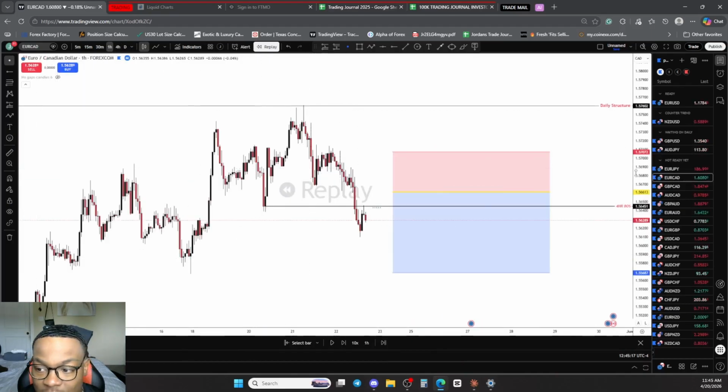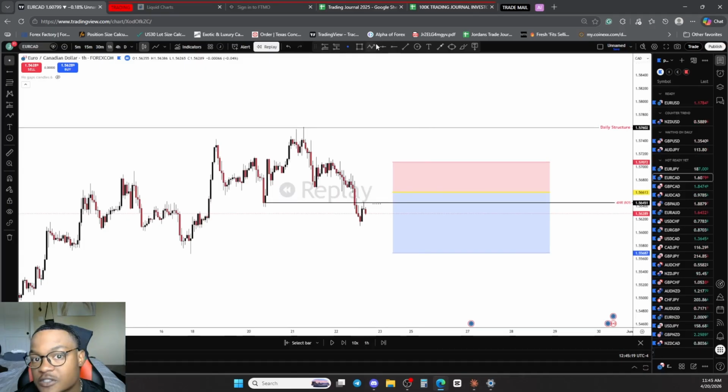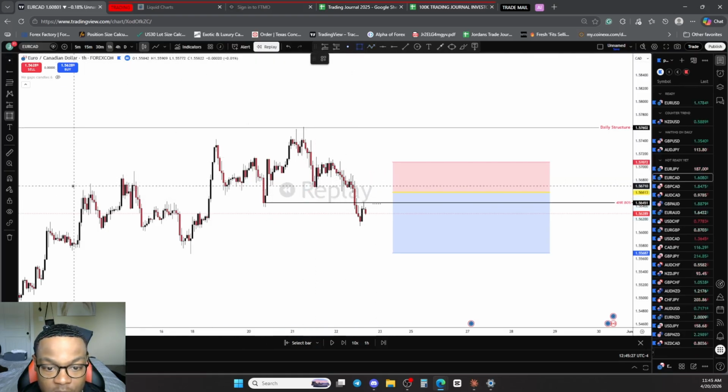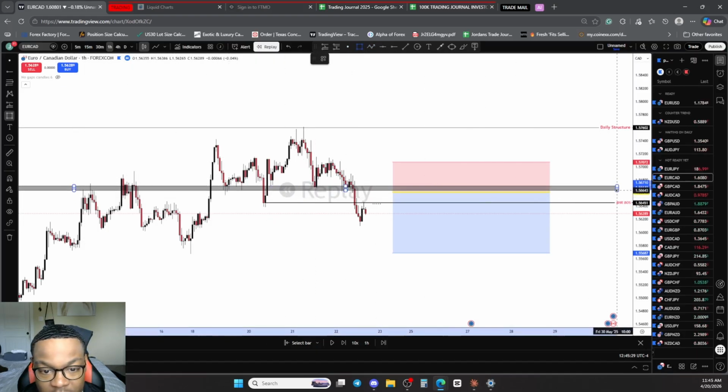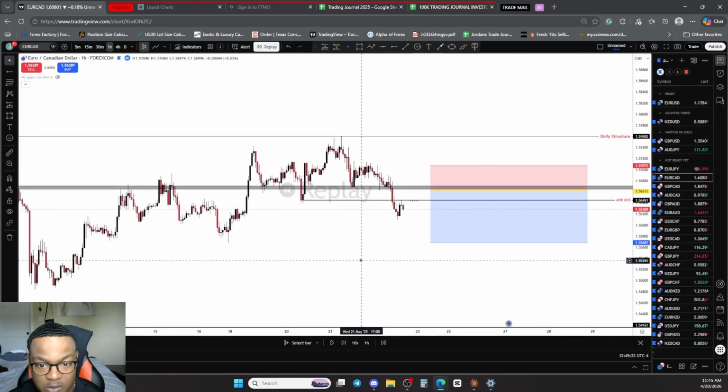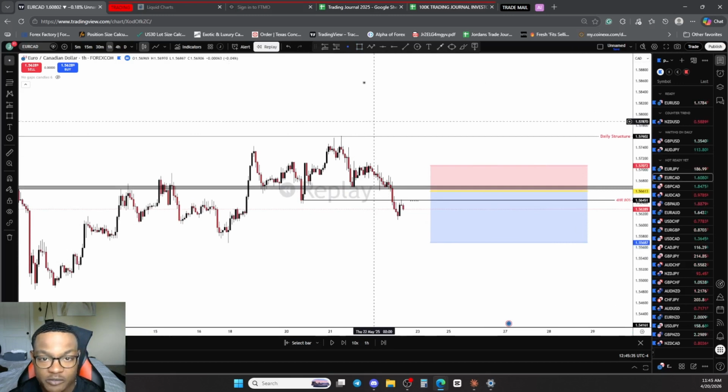So now how do I find my area of interest? Well, it's just simply the last break of structure. We've already identified the last break of structure was here. So then we just map it out. We draw out our area of interest like so, and then we just make sure this is a well-respected zone by looking towards the left at previous data.